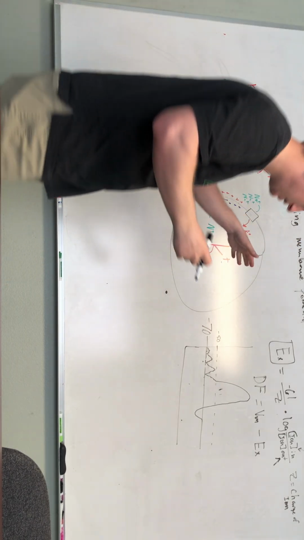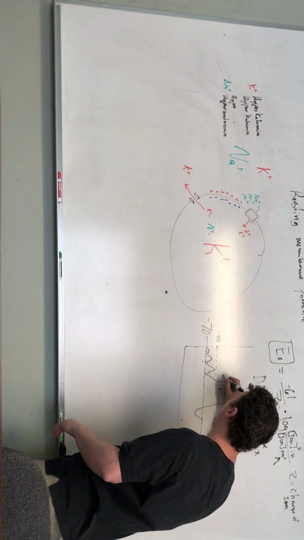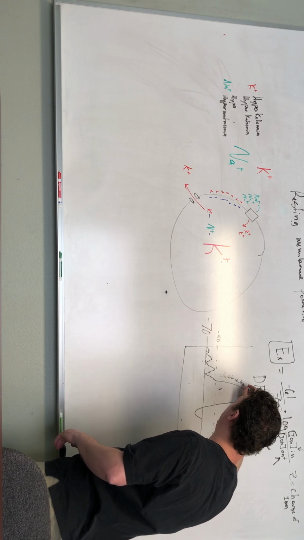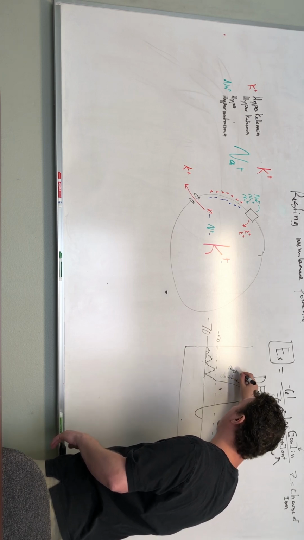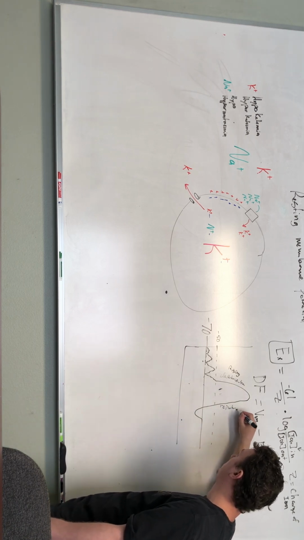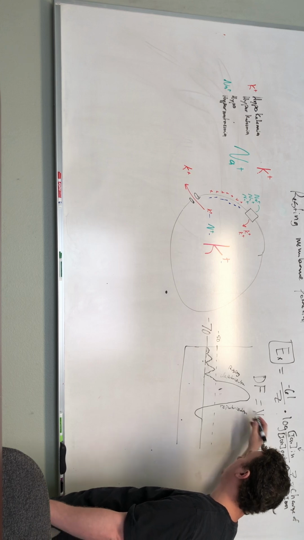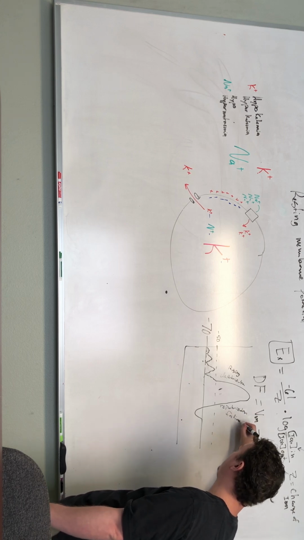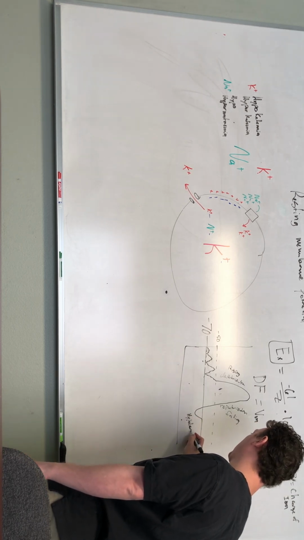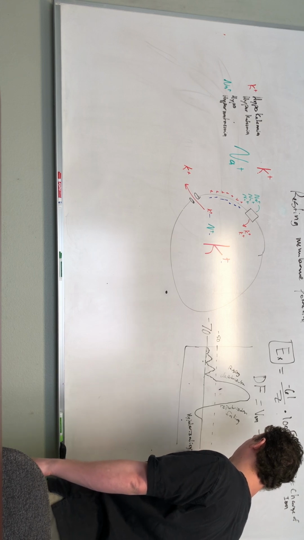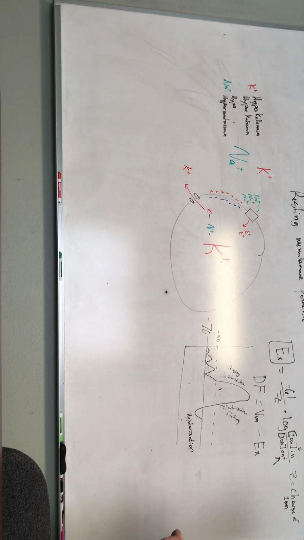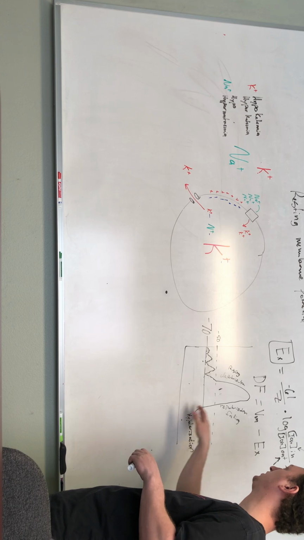And that's what an action potential looks like. And just to name what's going on here: we have depolarization, or our rising phase. Then we have repolarization, or our falling phase. And then we actually have hyperpolarization.